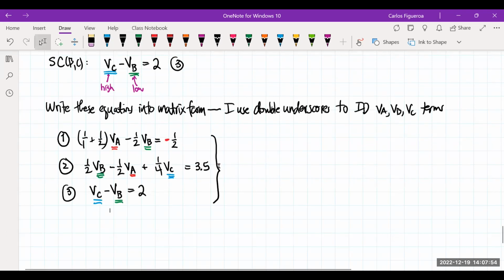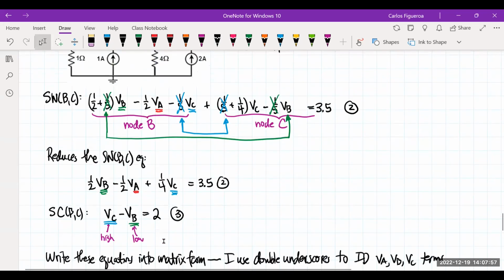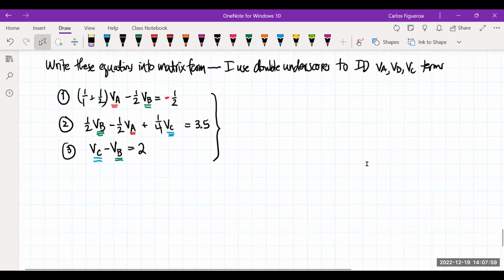Typically, I would be looking at these equations and then start writing them into matrix form. So now, look what I have to do. I have VA terms, I have my VB terms, I have my VC terms. Now I'm just going to start looking at this. Look for the reds. That should give me 1 plus 1/2. Look at the red, it's minus 1/2. No red, so that's 0.